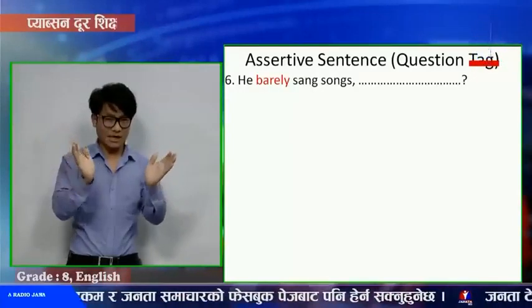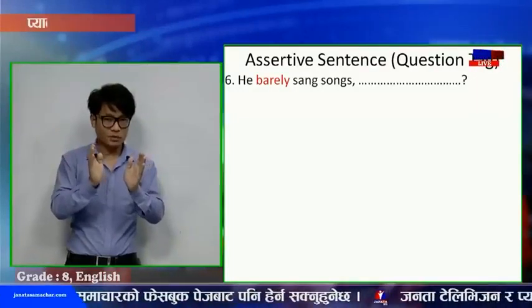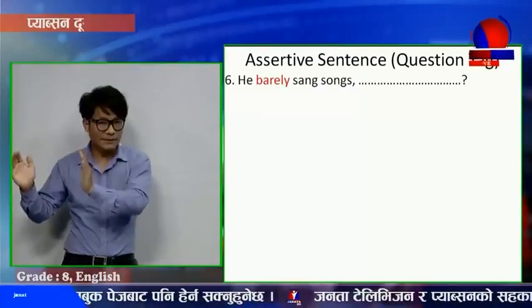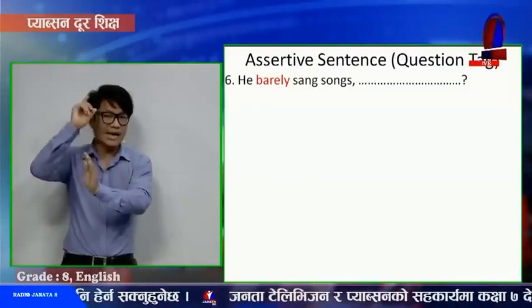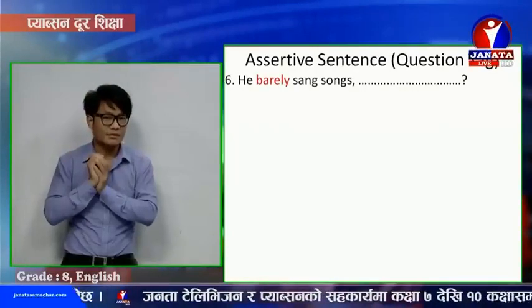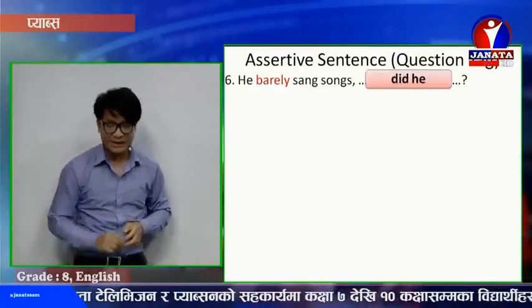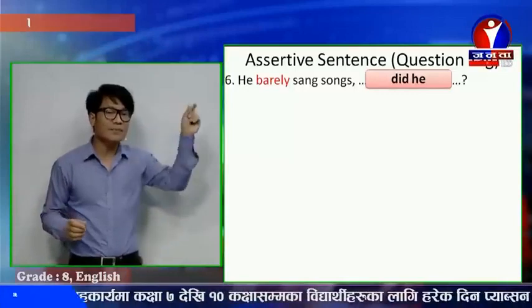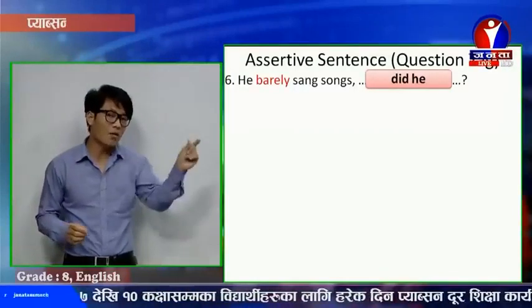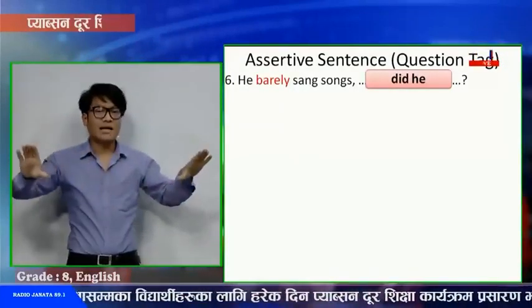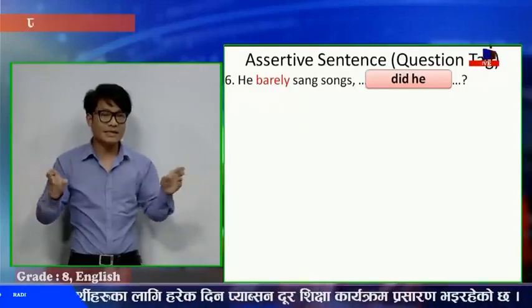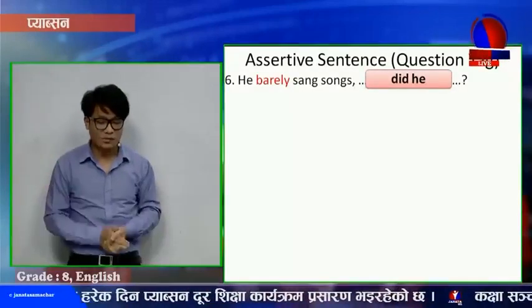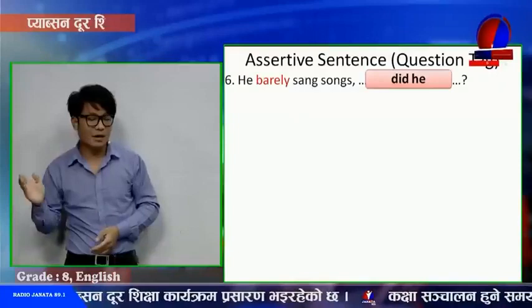The statement is negative, so the question tag should be positive. The auxiliary verb is did. So what is the right answer? The right answer is did he. Why is it did he? Because there is the word barely, and that word has made the whole sentence negative. That's why: he barely sang a song, did he?